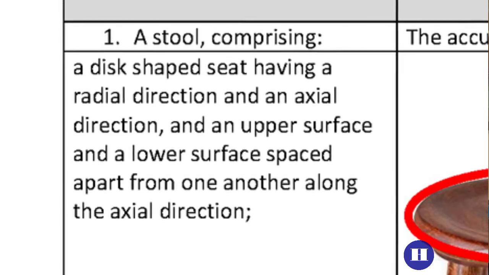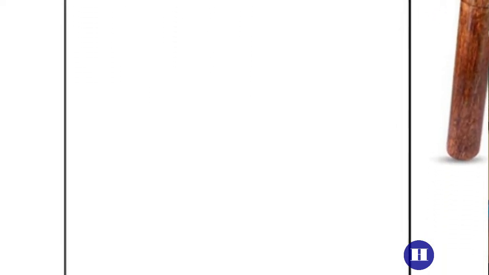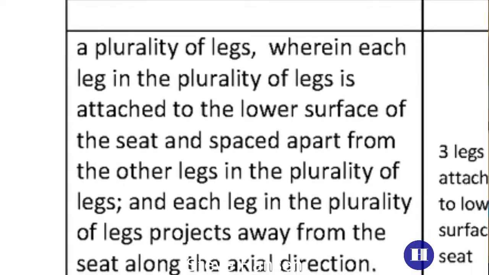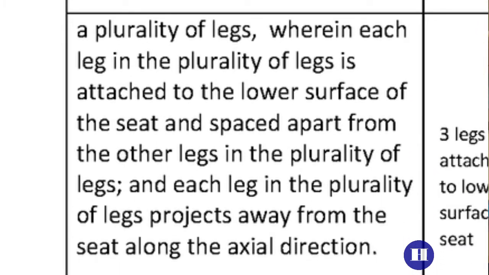And it also has a plurality of legs, wherein each leg in the plurality of legs is attached to the lower surface of the seat and spaced apart from the other legs in the plurality of legs, and each leg in the plurality of legs projects away from the seat along the axial direction. Okay, so in order for an accused stool to infringe this claim, it has to do everything that's listed there.